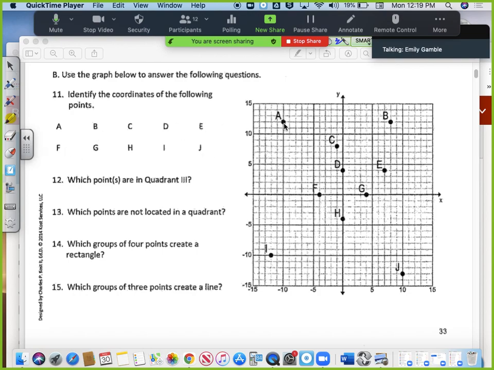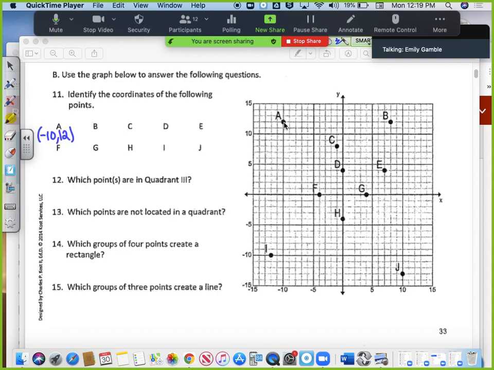So looking at point A, you would look over here at the graph, and the first thing you would determine is where point A crosses the x-axis. So you would look down to the x-axis and see that this is at -10. So point A, its x-coordinate is -10. So that's the first number you list. And then you look at the y-axis. On the y-axis, point A is at 12. So the y-coordinate would be 12. So the point A would be -10, 12.